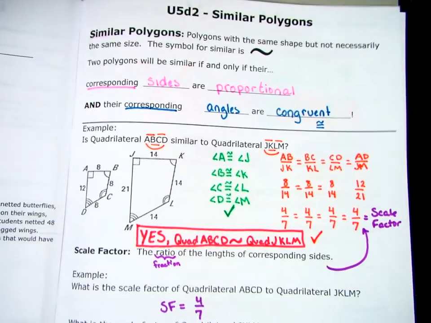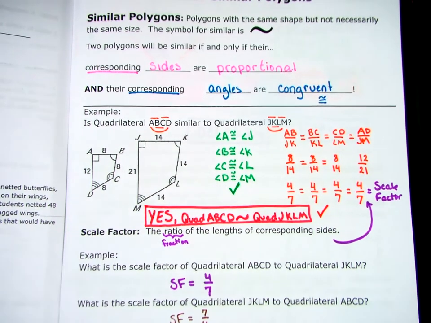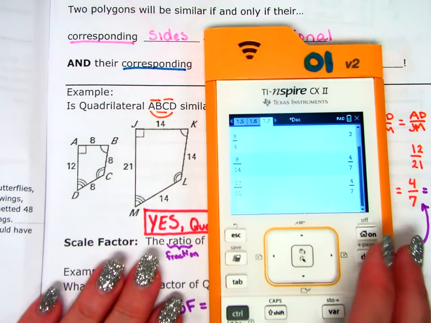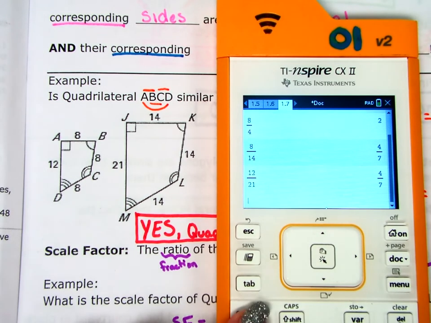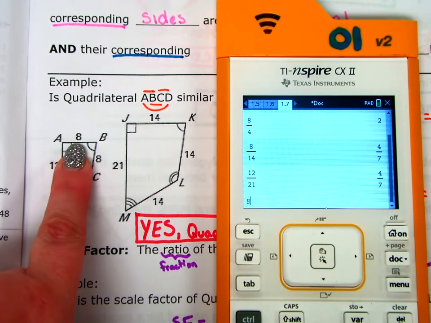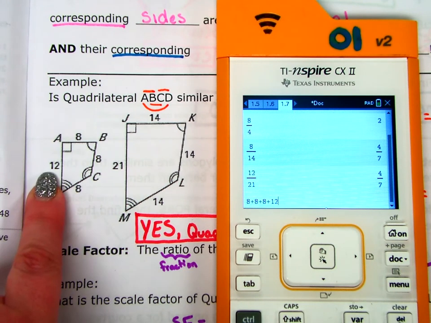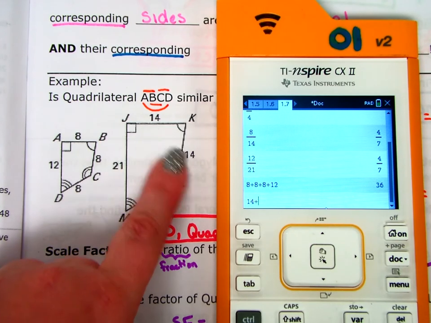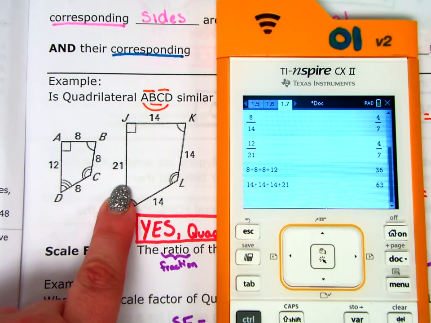So when I come back here, if I look at this problem that we've already done and I find the perimeter of each of those two shapes, so remember perimeter, we just add up all of our sides, so that's all I'm going to do. Darken that a little bit. There we go. So I'm going to do 8 plus 8 plus 8 plus 12. My first perimeter is 36. And then if I do 14 plus 14 plus 14 plus 21, my second perimeter is 63.